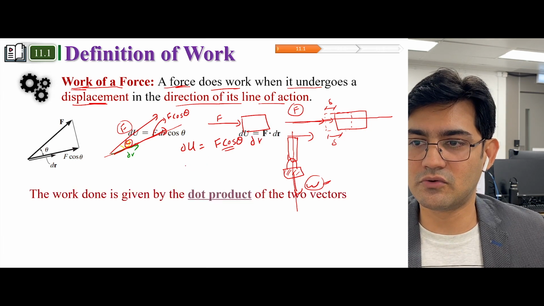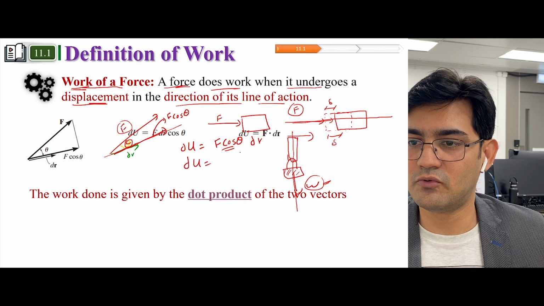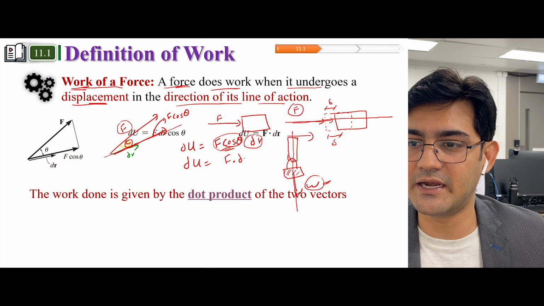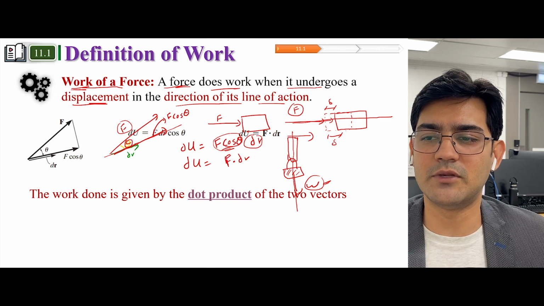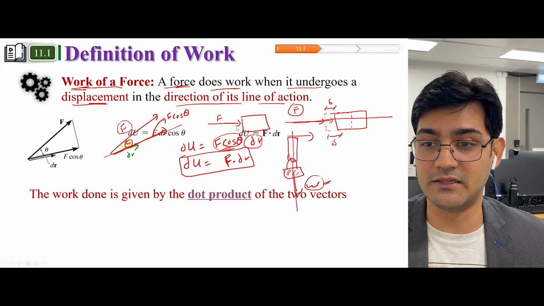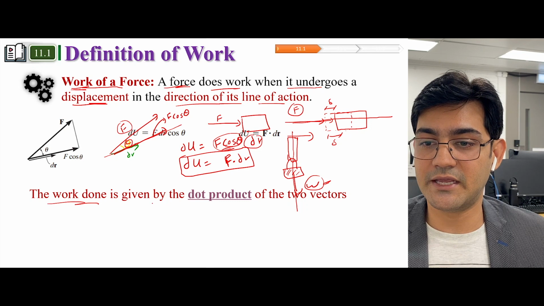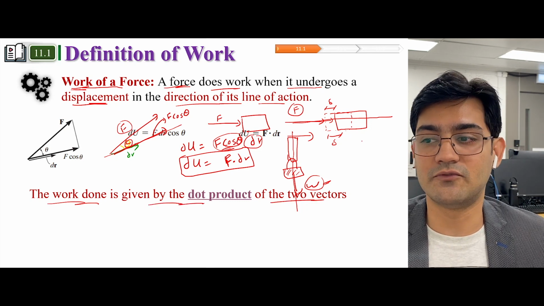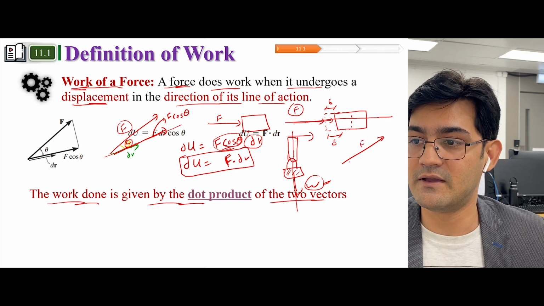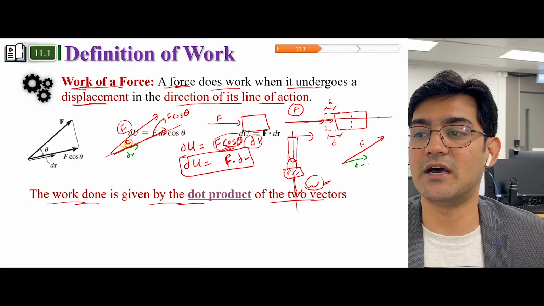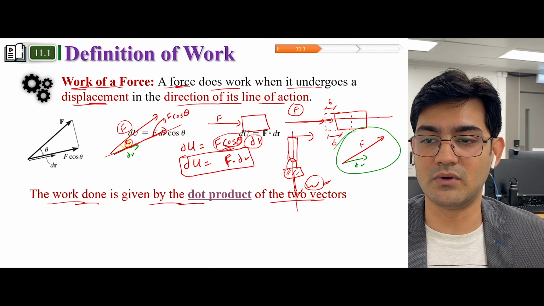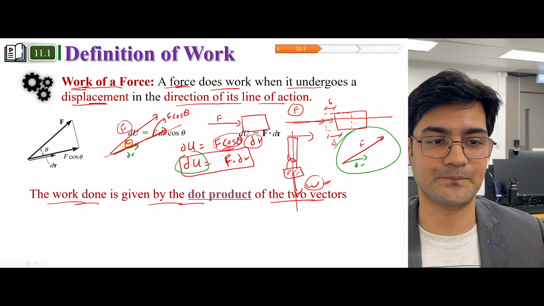And this can also be converted into, we already know that F cos theta dr can be represented as a dot product. So this is one of the applications of dot product, if you want to consider it in this way. The work done is given by a dot product of two vectors. Basically it's the same thing: if this was a vector F and this was a vector dr, then if you take a dot product of these two vectors, the result would be equal to the work done.